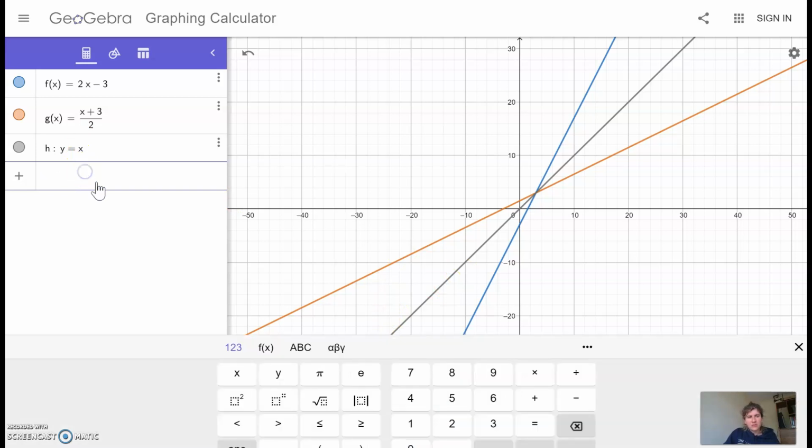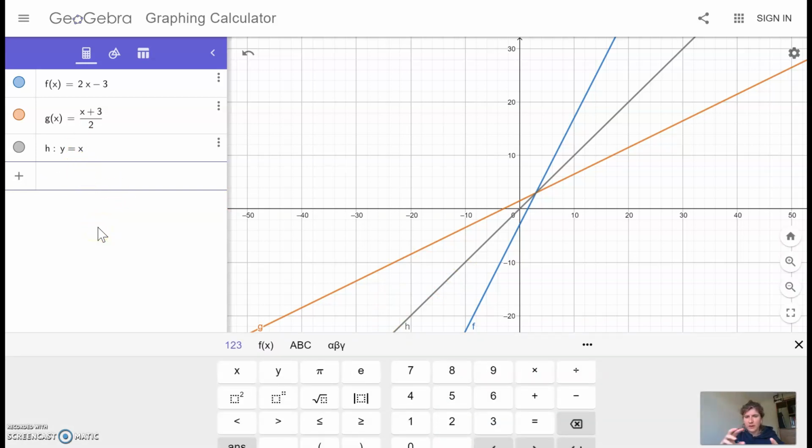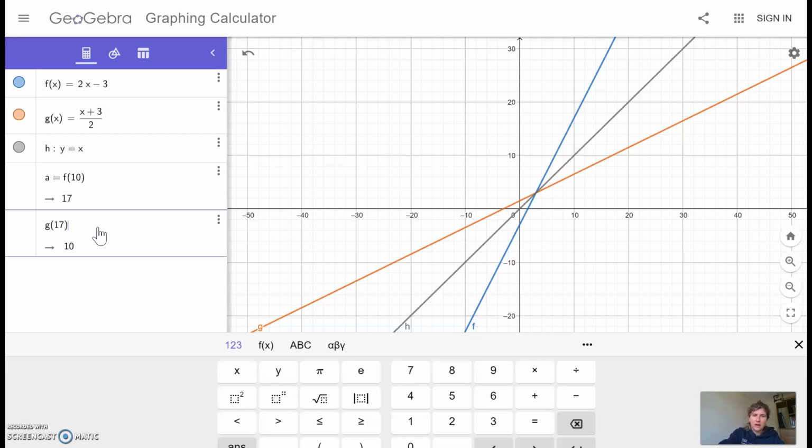The other thing I'm going to show you is that input-output thing that we were talking about before. So if I put in an input of, say, 10, so if I go f of 10, my output is 17. You can see that there. Now, if I put in g of 17, my output is now 10. So I've gone back to my original starting value.